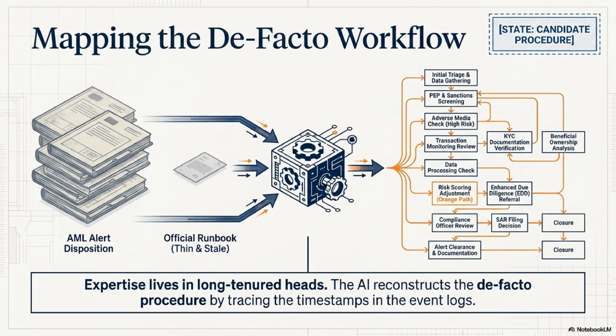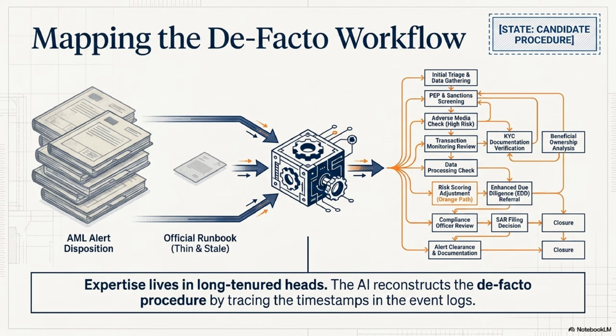Same move, applied to a procedure. Our second running example is the anti-money laundering alert disposition workflow, how an analyst decides whether a flagged transaction is a false alarm or something to escalate. We met it in episode 2 as a piece of expertise, the kind that lives in long-tenured heads and stale runbooks. The documented version, if it exists, is thin.